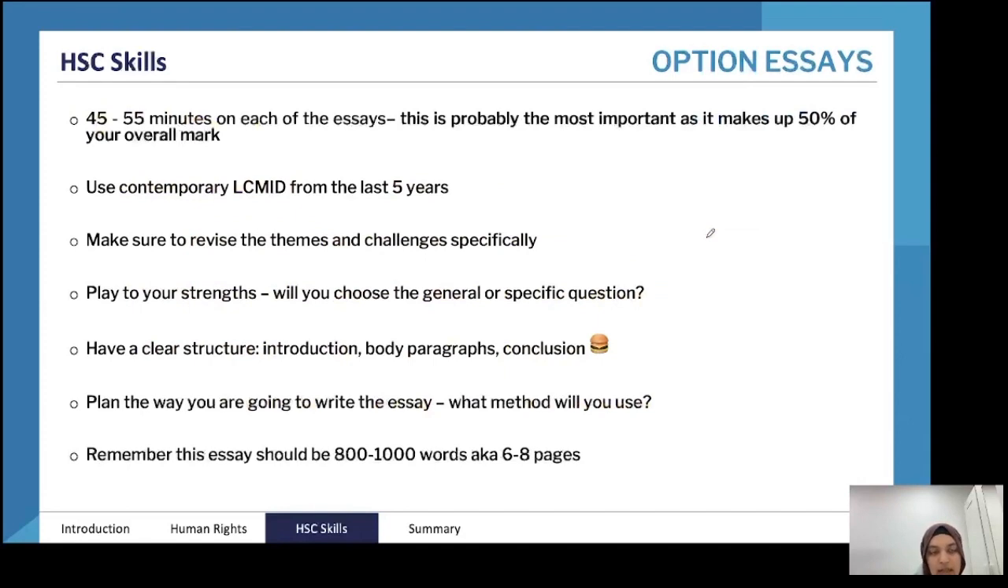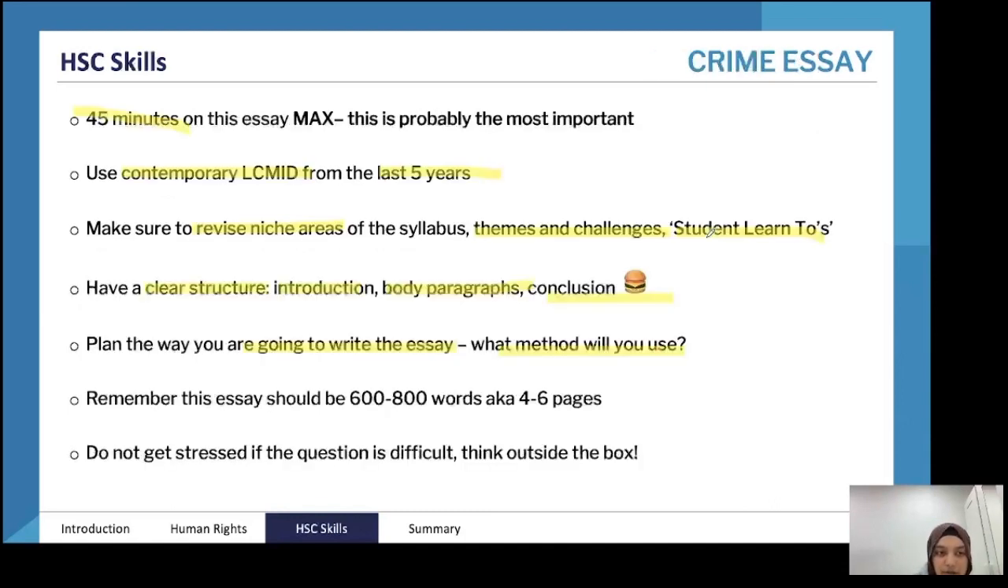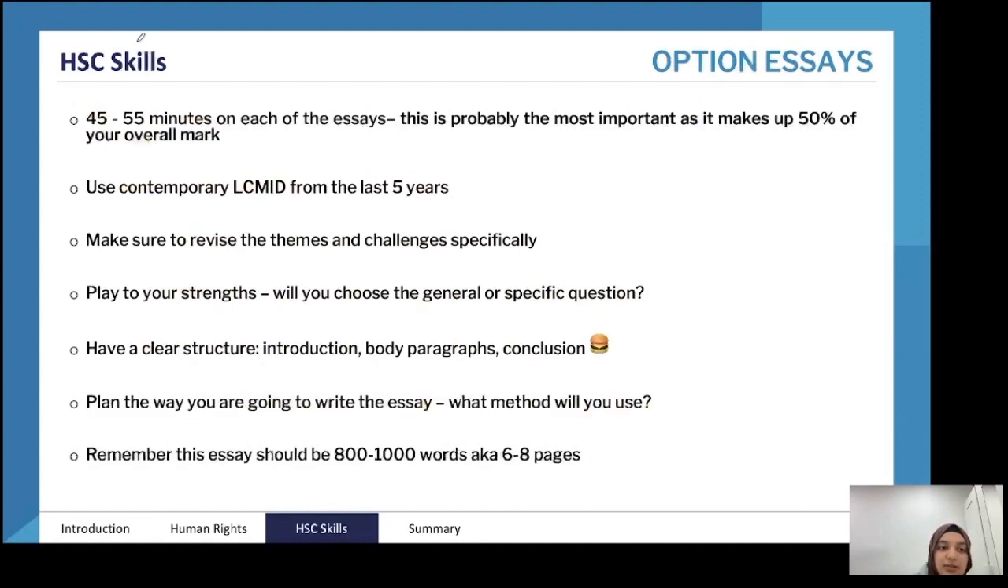Option essays. For your option essays, you've got 45 to 55 minutes on each of the essays. This is probably the most important as it makes up 50% of your overall mark. Again, the 45 to 55 minutes are recommended times. You can shift it according to what works for you personally, but I think these are a little bit more effective than what a NESA exam paper sometimes says.